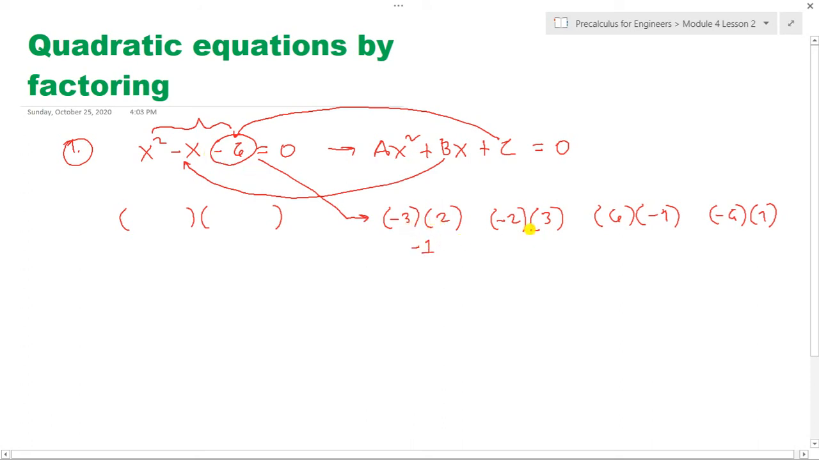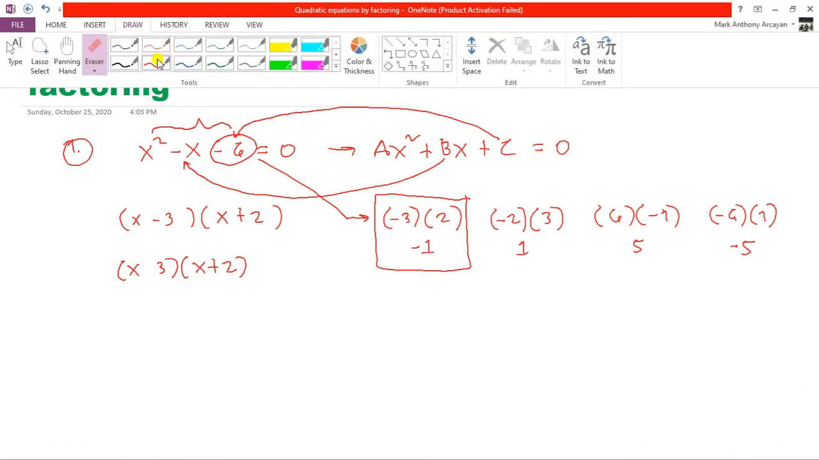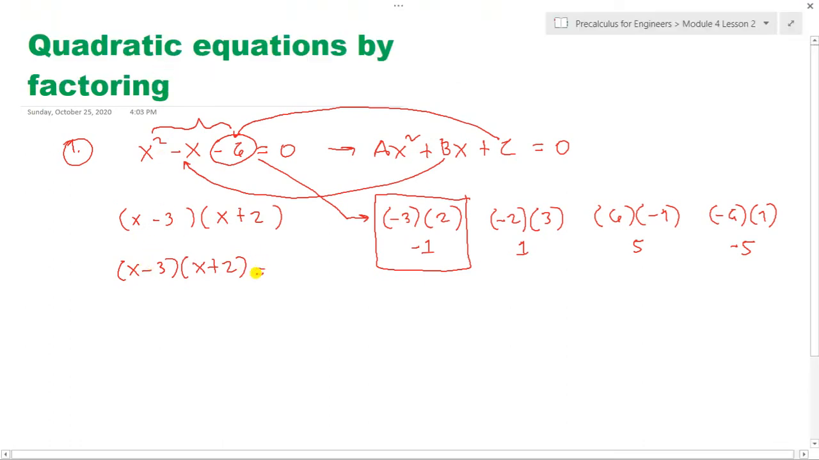So this is negative 1. Here, negative 2 plus 3 is positive 1. 6 plus negative 1 is 5. Negative 6 plus 1 is negative 5. So therefore, this would be the right combination. You can just plug in our factors inside the parentheses. So we have x minus 3, and the other one is x plus 2. So this would be our factorization of our quadratic expression: x minus 3 times x plus 2, which is equal to 0.